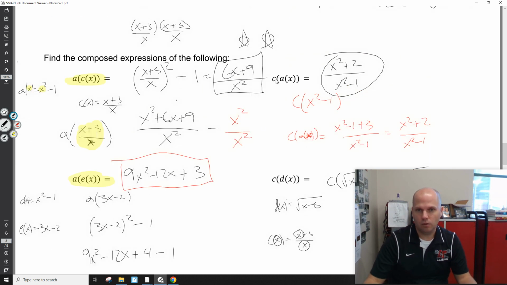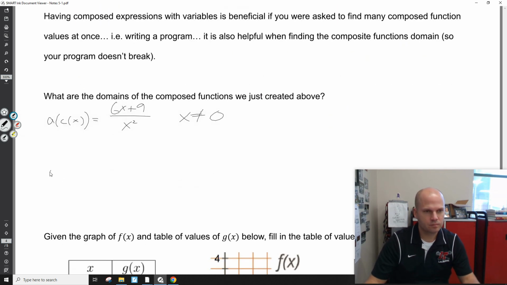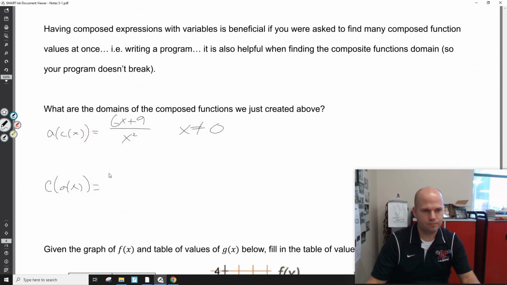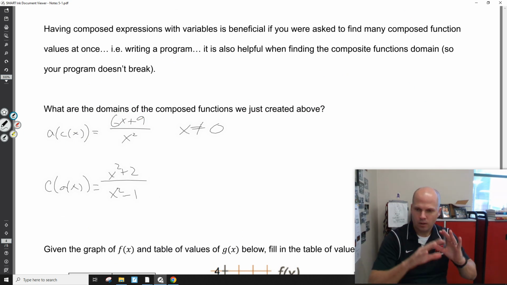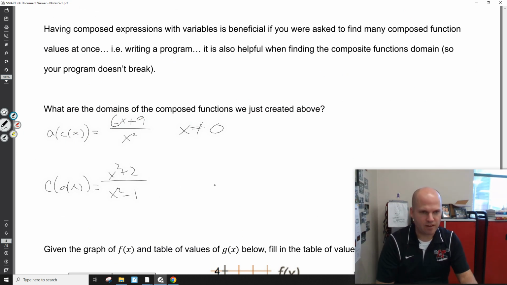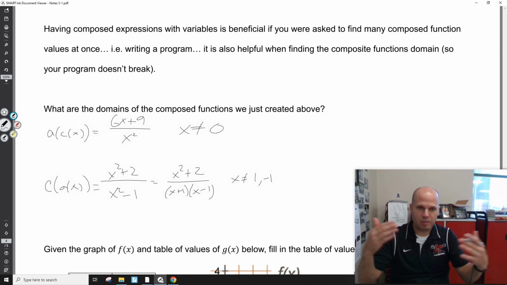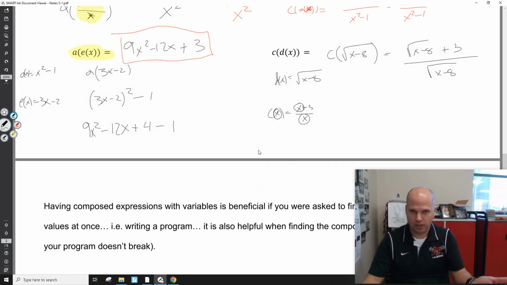What's another good one? This one's all good. Oh, c of a of x, which is x squared plus 2 over x squared minus 1. Now, again, this is helpful if things are put together. You can pay attention to, oh yeah, for this composed program, don't plug in 1 or -1 or things are going to break. You compose the functions. You can pay attention to the values that you can't plug in.